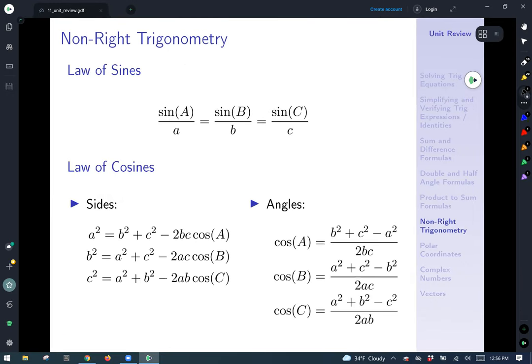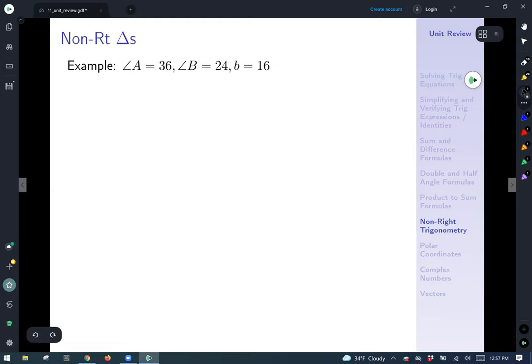Non-right triangle trigonometry. You've got the law of sines and the law of cosines. The law of cosines I manipulated: for angles, you just solve for cosine of A and you get it in that formula. We listed all those out, nothing to see there. Okay, let's try a couple examples. I don't have these numbers calculated out in front of me, but I do have this to start with.